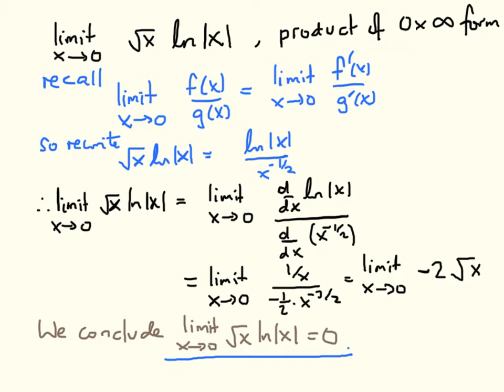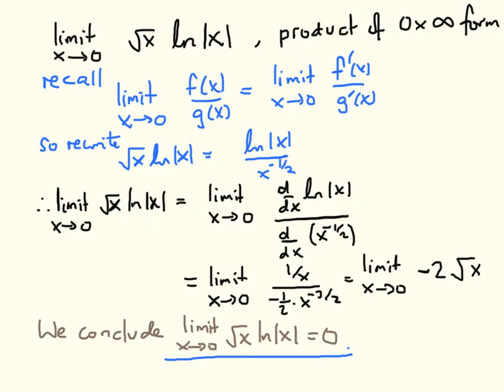So what we do is we rewrite this as a quotient of a function divided by another function, and then we're going to use L'Hopital's rule to say that the limit is going to be given by the limit of the derivative of the numerator divided by the derivative of the denominator, and this is assuming that everything is differentiable.